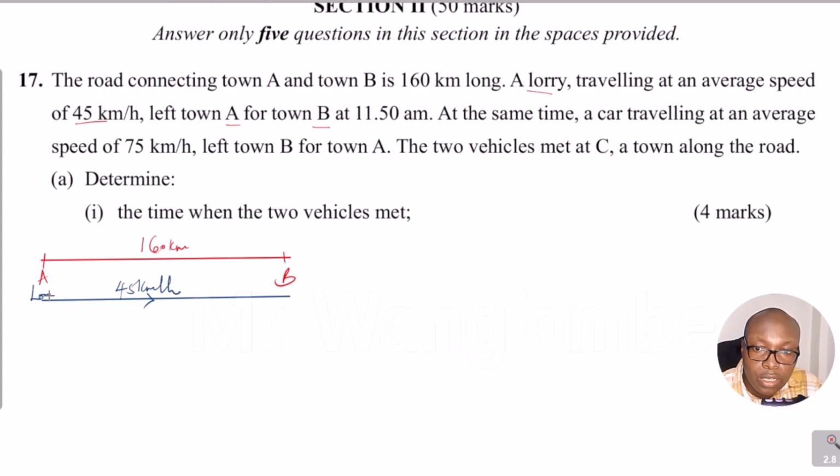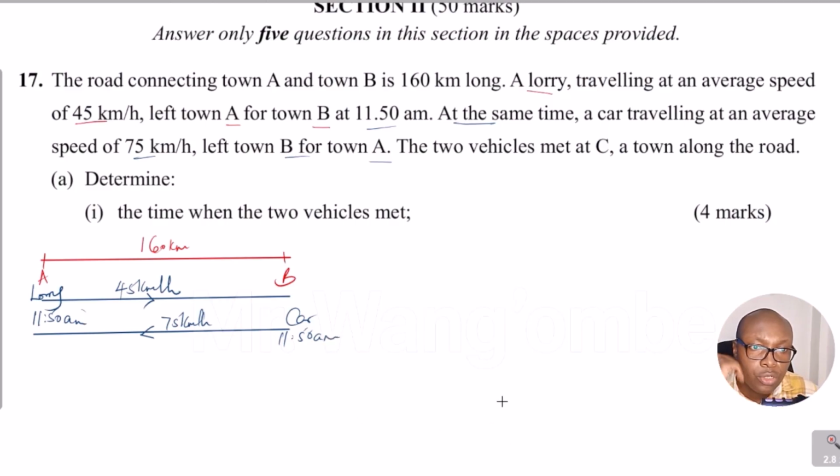This is the lorry, and it left at 11:50 a.m. Then at the same time, that means at 11:50 still, the car traveling at an average speed of 75 left B for A. So the car is moving in the opposite direction. So I'll indicate that direction at the speed of 75 kilometers per hour. So this is the car, and it left at the same time, 11:50 a.m.